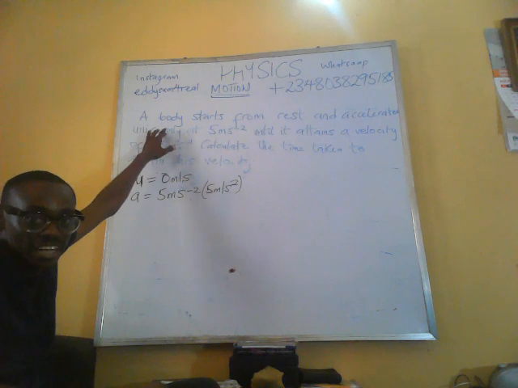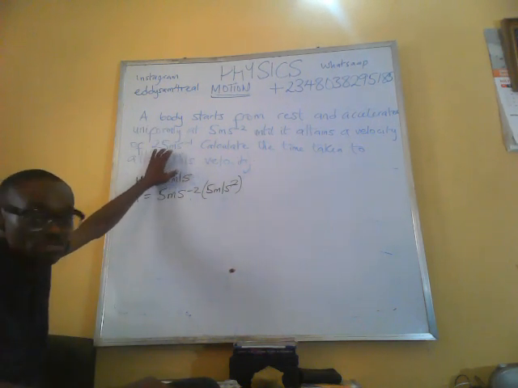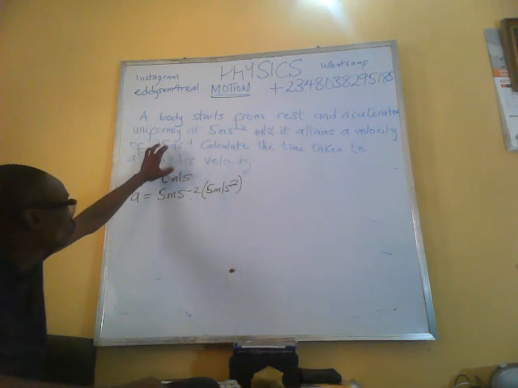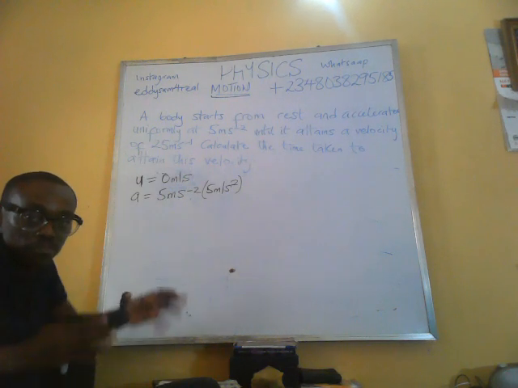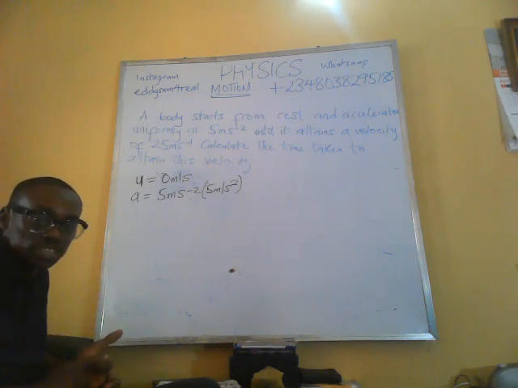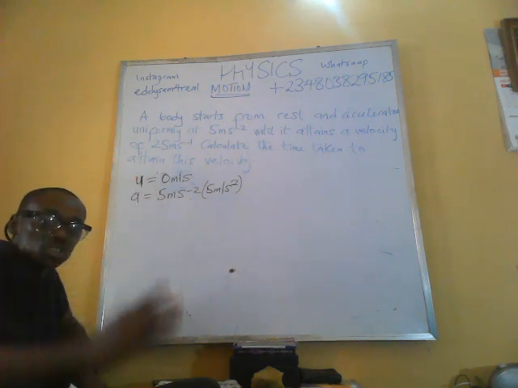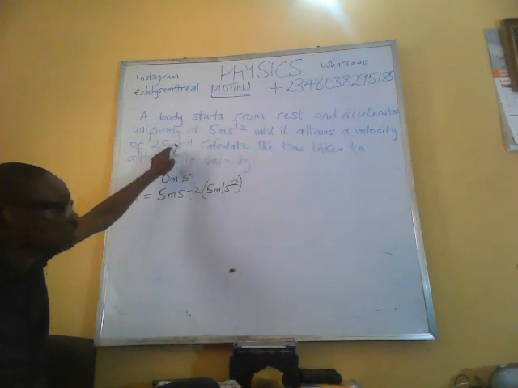It started from rest at 0 meters per second. At rest is 0 meters per second. Now it attains a velocity. It gets to a velocity of 25 meters per second. That means it started from rest, from 0. The velocity increased to 1, 2, 3, 4, 5, 10, 15, 20, till it got to 25 meters per second.